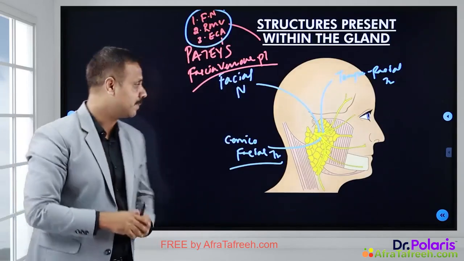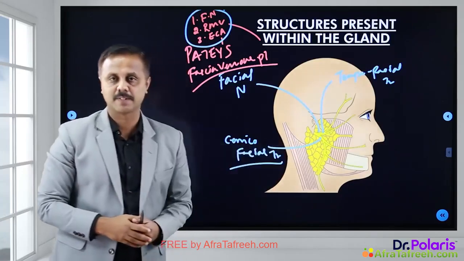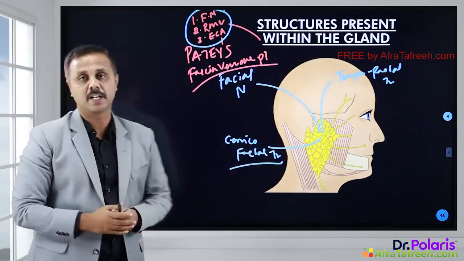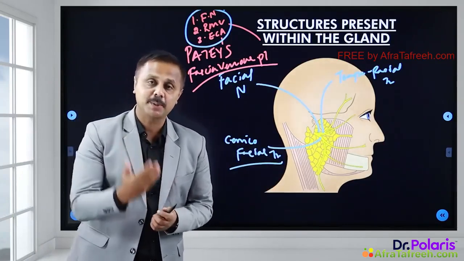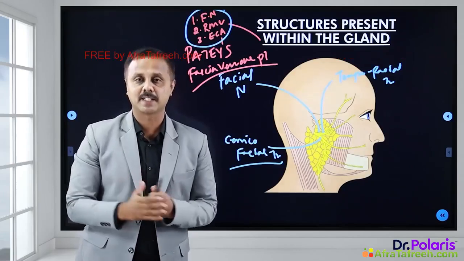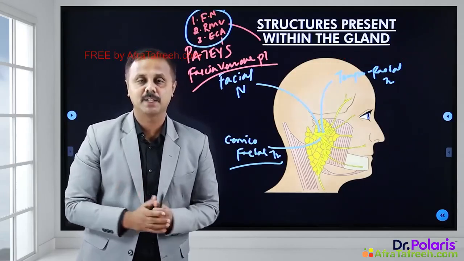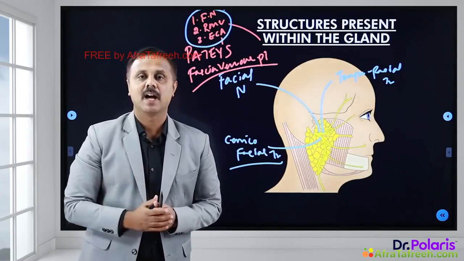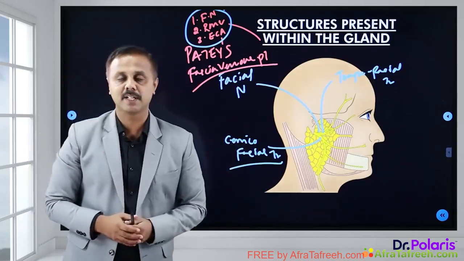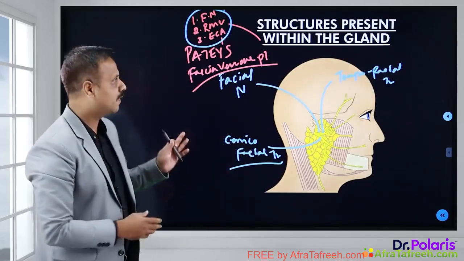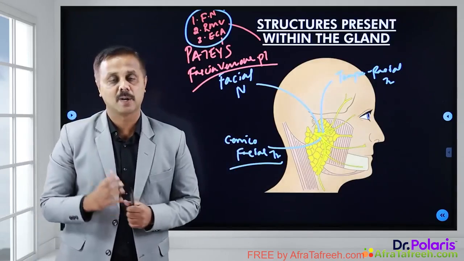From superficial to deep, these are facial nerve, as we saw just now. Deep to facial nerve, there is retromandibular vein. Then, deep to retromandibular vein, we have the external carotid artery terminating into superficial temporal and maxillary arteries. So, these are the structures which are present within the parotid. Very often asked as a short answer or a 3 marker.